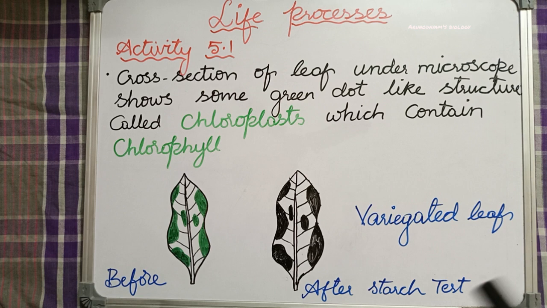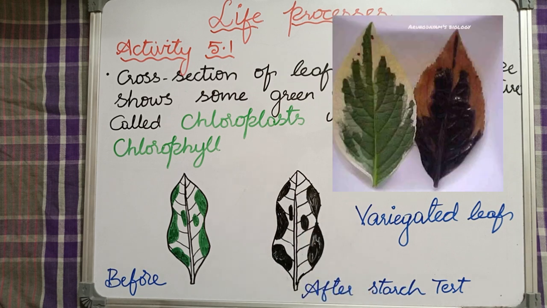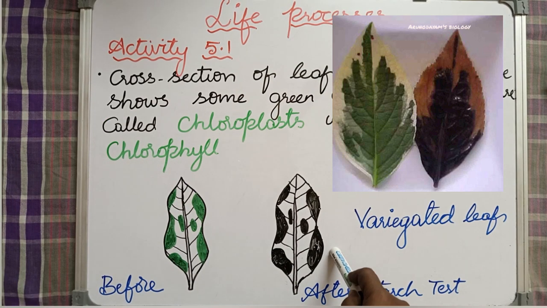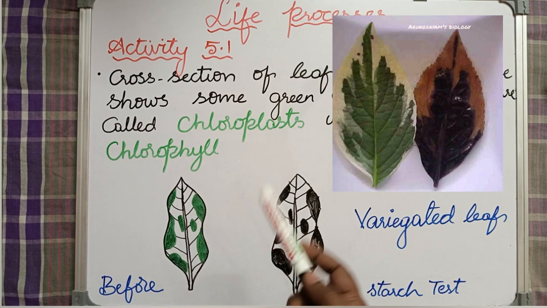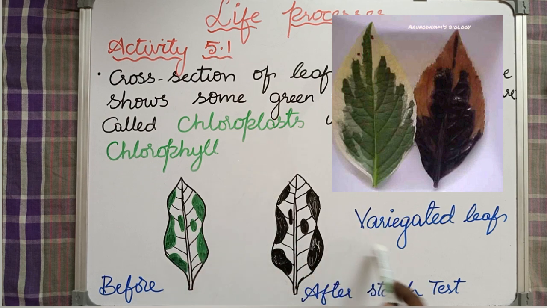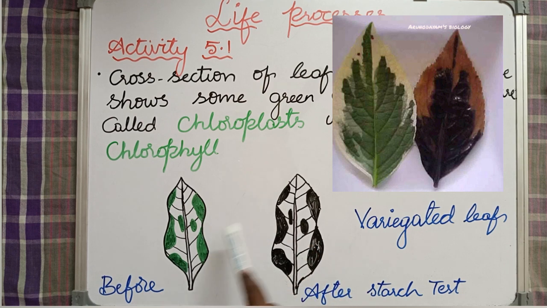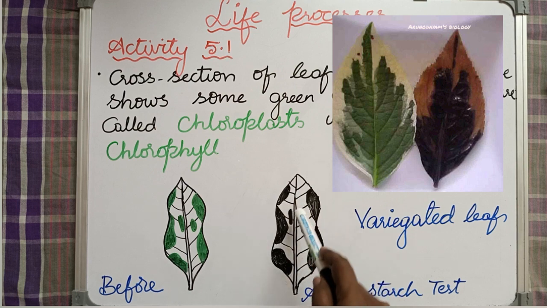We can clearly see that some areas of leaf turn into blue black color, that too those areas which were green before the test. When we compare this leaf with the white sheet on which we traced the green patches in the starting of the experiment, we can clearly see that the areas which had green color earlier only turned into blue black color. The areas which are colorless remain colorless even after the experiment.